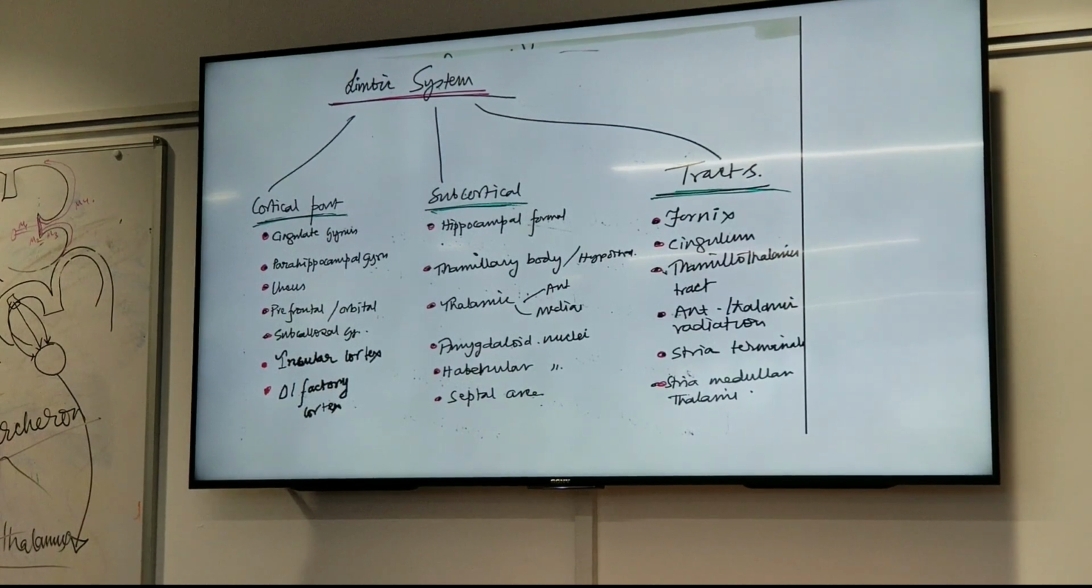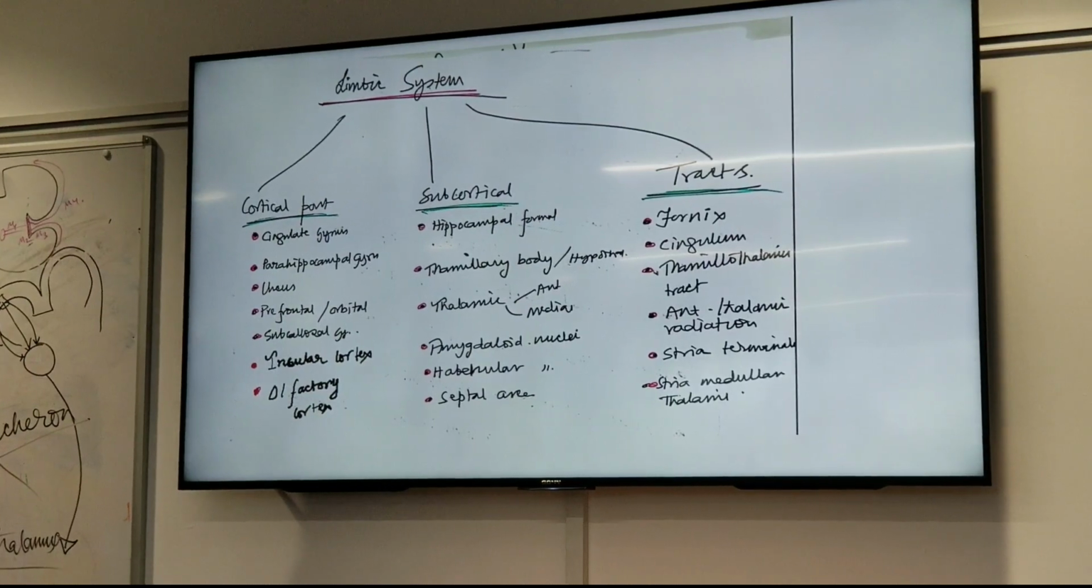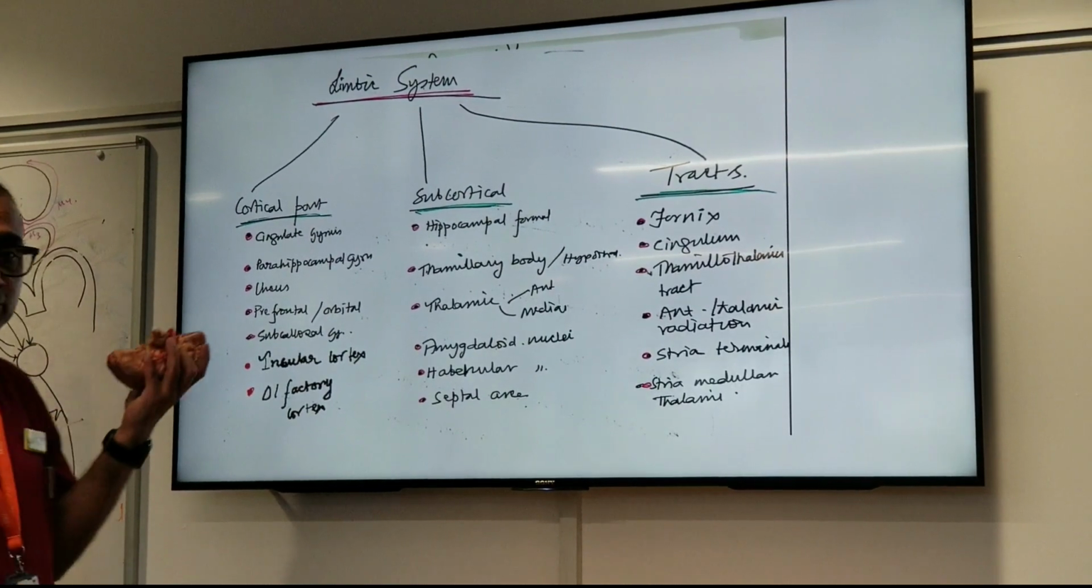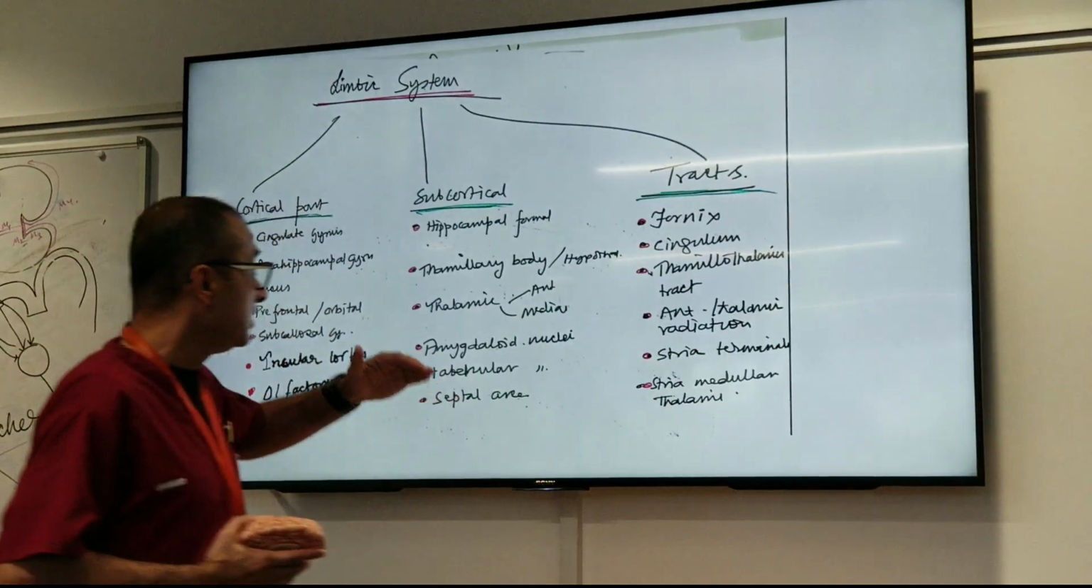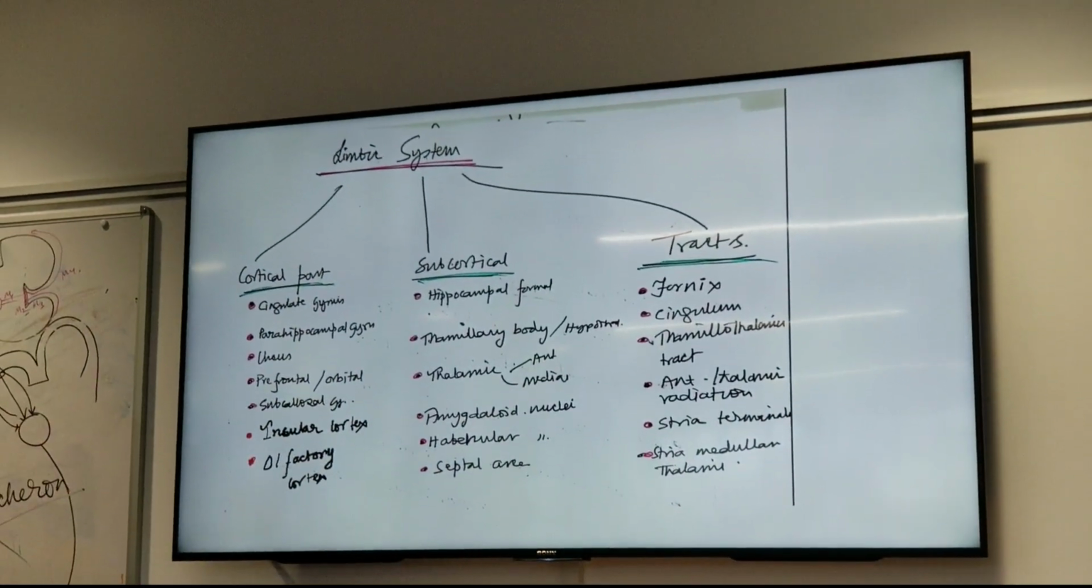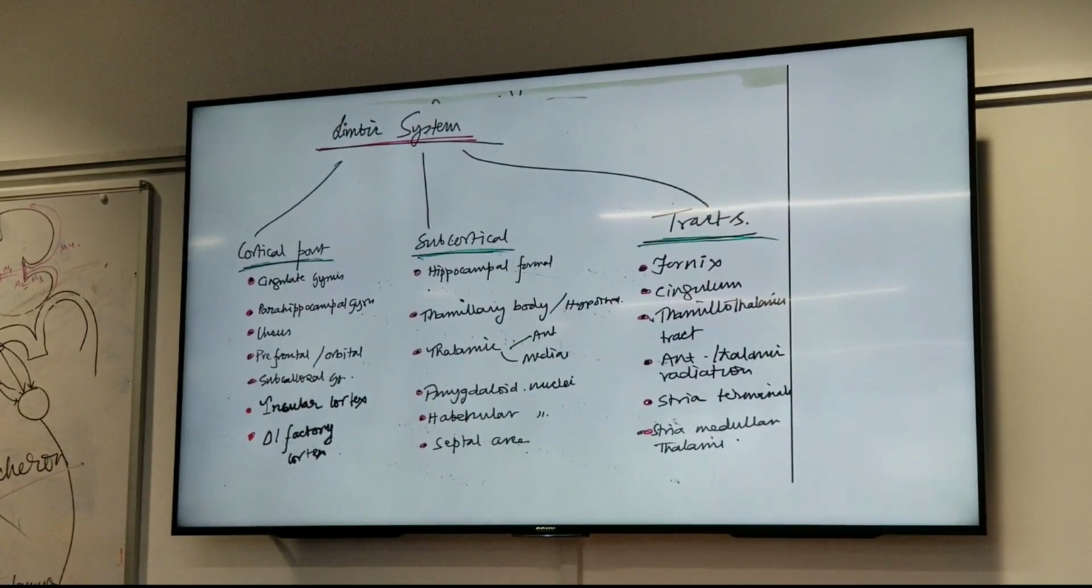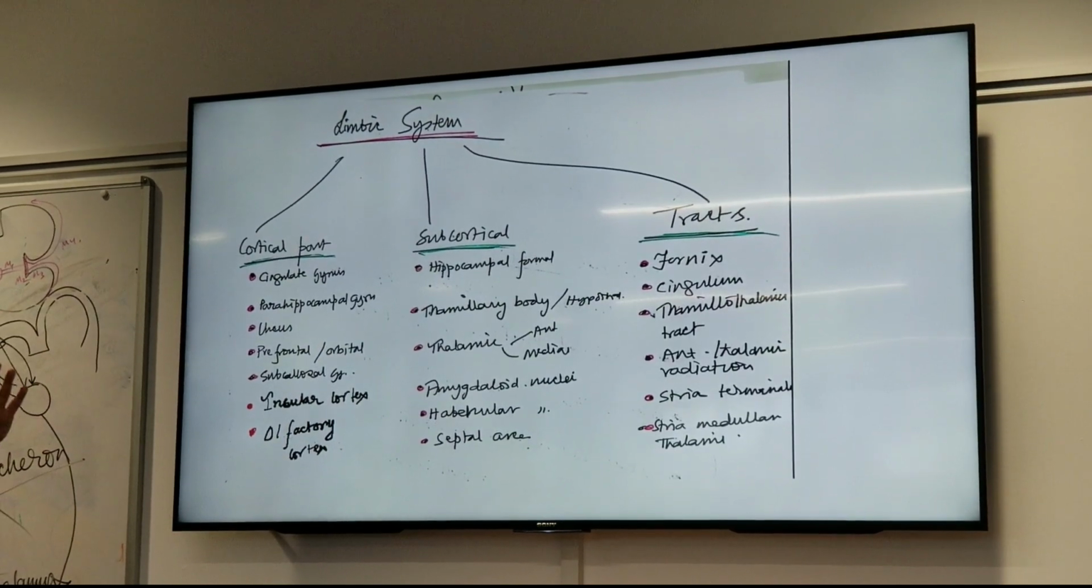It is an important system, and it works in the background. When we do movement, we feel like it's only the motor cortex, but this system is very important. So if we have to think of the limbic system, it can be divided into three important parts.